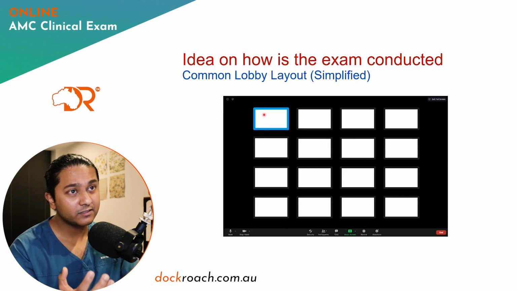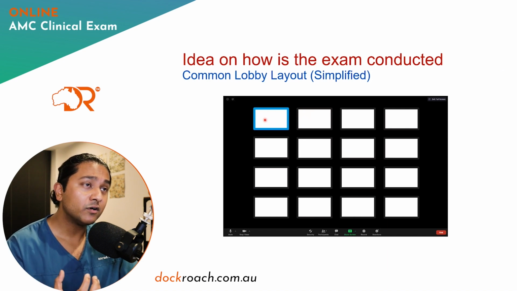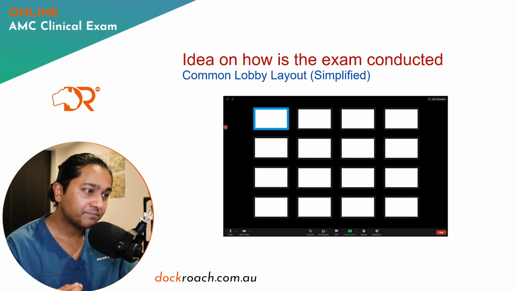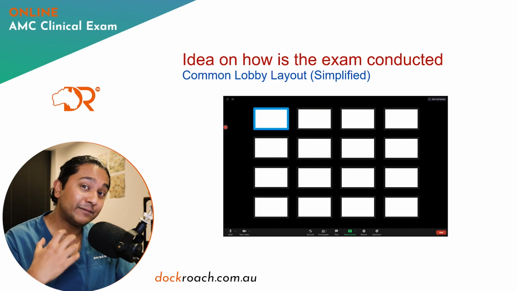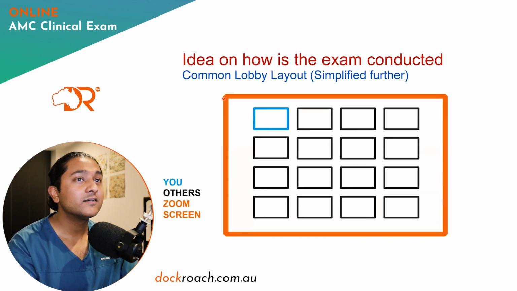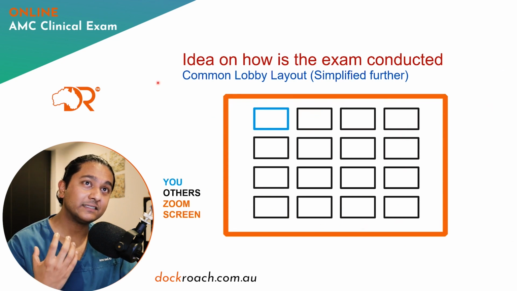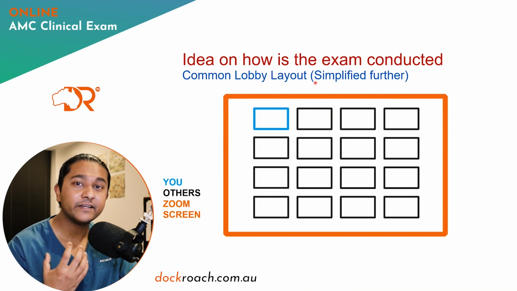So this is the Zoom screen. I'm just simplifying it for your understanding. So you are in a blue box, everybody else in a black box. Now I want to take this another step further and simplify it a little bit more. The Zoom screen, I'm going to take it out and replace with an orange box. So this is how it looks now. You are in blue, everybody else is in a black box, and the Zoom screen is an orange box. So this is the common lobby layout in a simplified version.